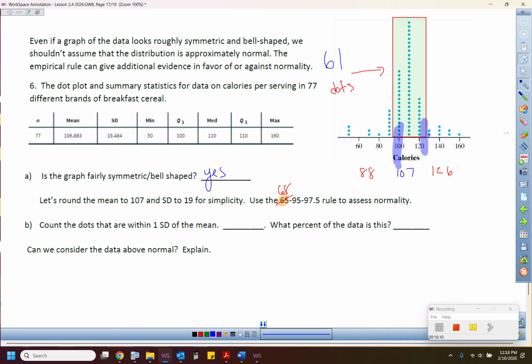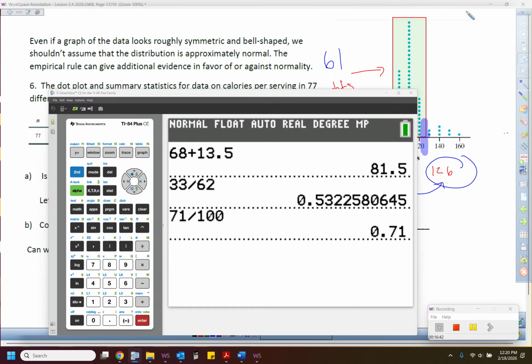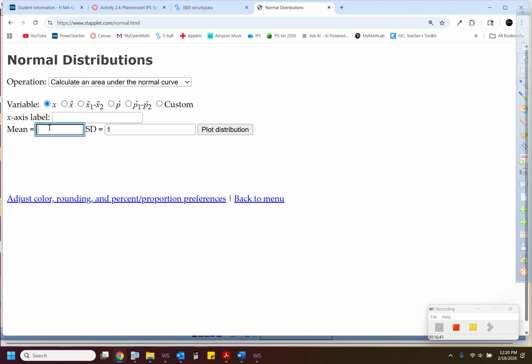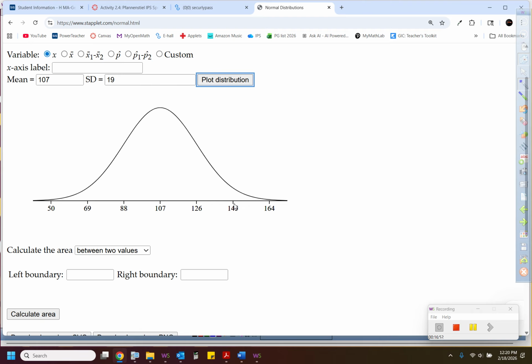So I'll explain where those numbers came from in a second. Here's the first thing. Are you cool that this is within one standard deviation of the mean? The mean, we're calling it 107, so I wrote 107 down. One standard deviation above is 126, and 107 minus 19 is 88. You could also do that in your applet if you put the mean of 107 in and the standard deviation of 19 and hit plot. It's going to give you that 107 is in the middle, 126 is to the right of it as one standard deviation away, and 88 is below that.